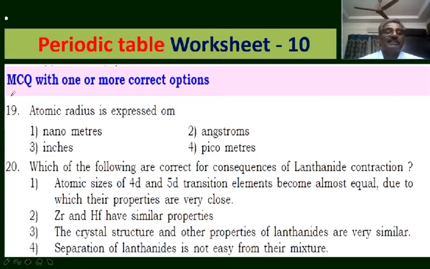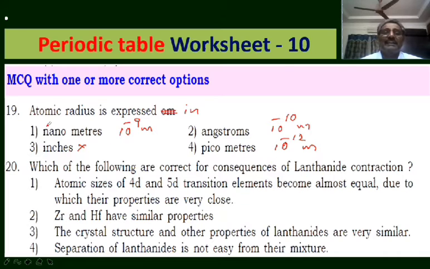Next few questions are multiple choice questions with one or more correct options. Atomic radius is expressed in nanometers, angstrom units and picometers, so not in inches. 1 nanometer is equal to 10 to the power of minus 9 meters. 1 angstrom unit is equal to 10 to the power of minus 10 meters. And 1 picometer is equal to 10 to the power of minus 12 meters.